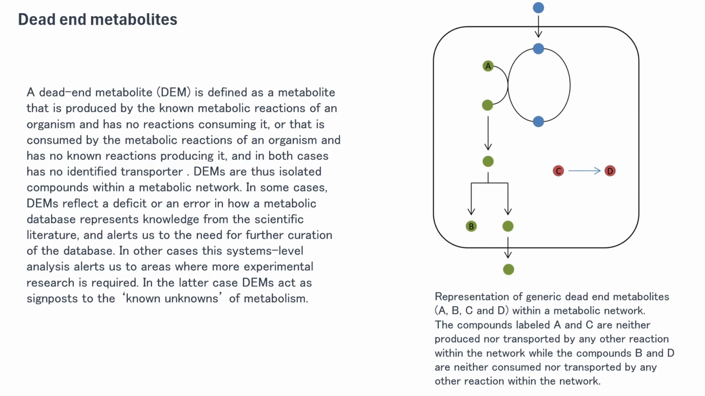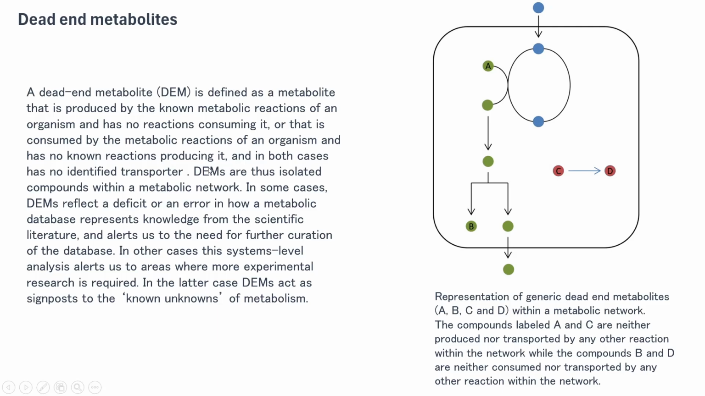So for example, there are four derived metabolites here: A, B, C, and D. So you see, A is not getting produced inside the system. You do not know the source of it. B is getting produced inside the system, but it is not getting used up anywhere. You do not know where B is going. C and D, you do not know where they are produced, or how they are basically used up. So these are basically examples of dead-end metabolites.